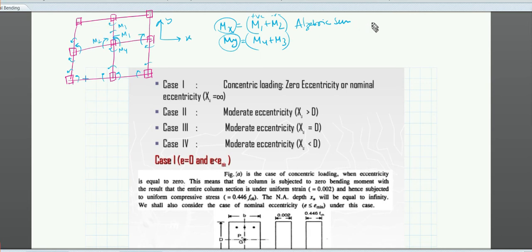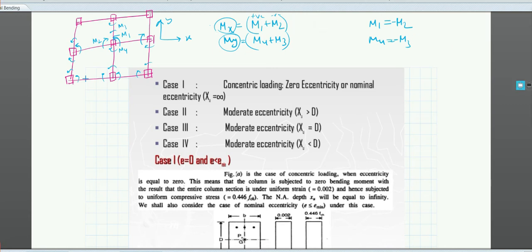If m1 is equal to m2 and m4 is equal to m3, or I'm saying equal and of opposite sign, that means if m1 is clockwise, m2 is anti-clockwise, or m4 is clockwise, m3 is anti-clockwise, then what will happen? If m1 is equal to minus of m2, and m4 is equal to minus of m3, then this mx will be equal to 0.